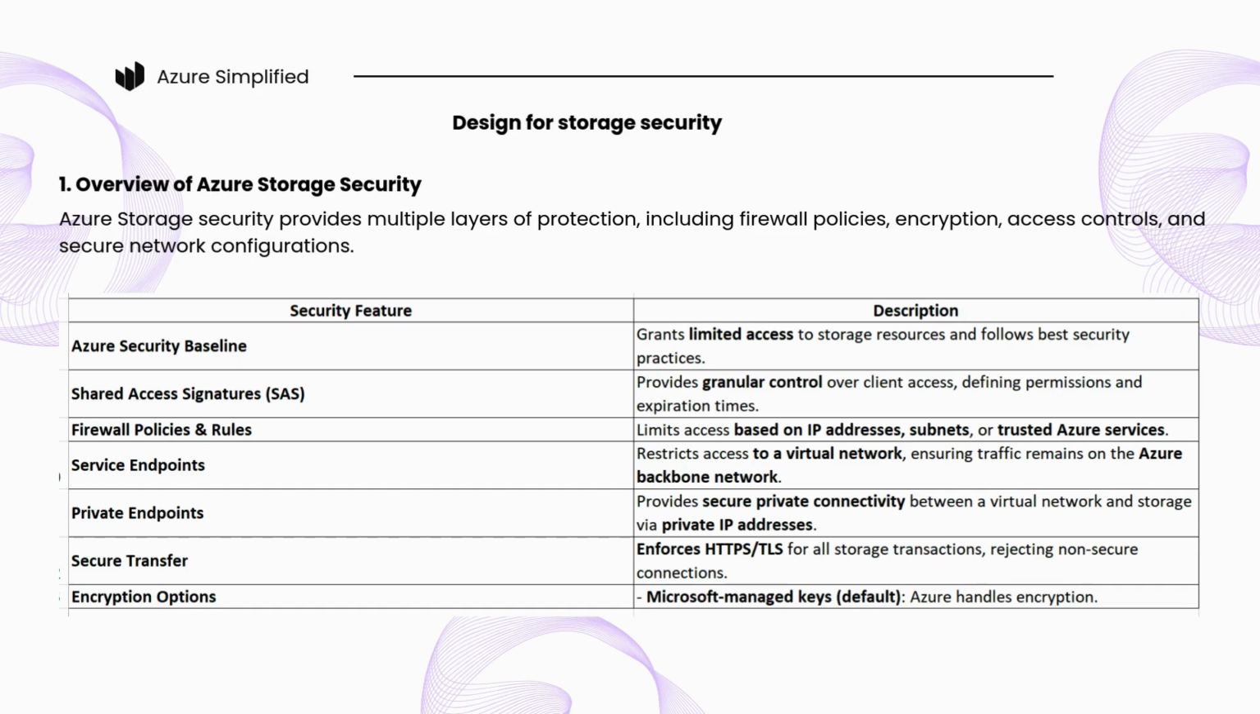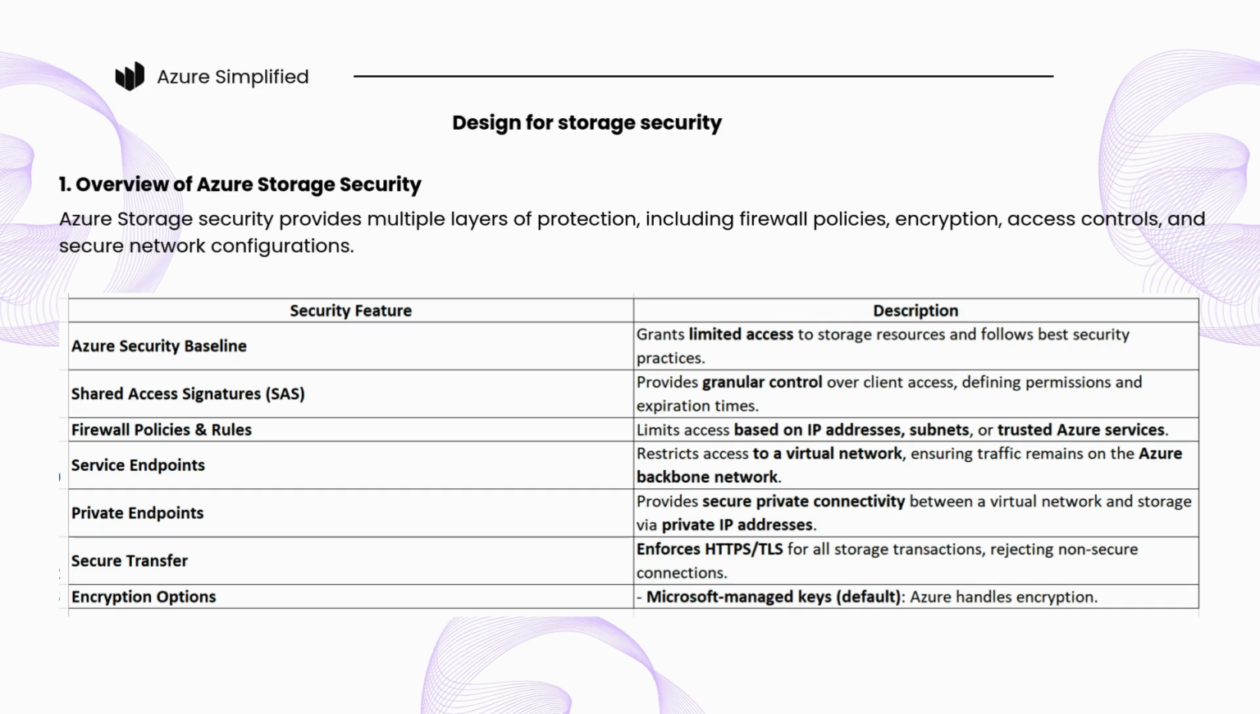2. Key security features and best practices. This table provides an overview of key Azure Storage Security features and their descriptions. Below is an explanation of each security feature. 1. Azure Security Baseline. Grants limited access to storage resources. Ensures best security practices are followed to protect data. 2. Shared Access Signatures, SAS, enables granular control over client access. Defines permissions and expiration times for accessing storage resources. Useful for granting temporary access without sharing full credentials.